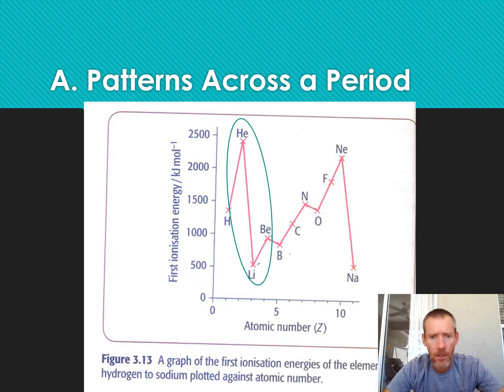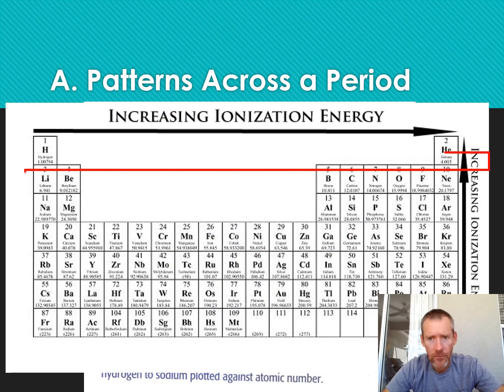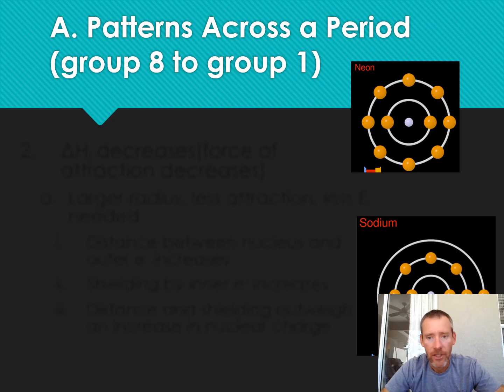Okay. So now what about helium to lithium, the big drop? This one we talked about earlier, but as you go from helium to lithium, you can see it's going from a first energy level to a second energy level. So why does it decrease so dramatically? So you can see here neon and sodium. Neon is in 2 energy levels where sodium is in 3 energy levels. So you can see the distance is greater and greater.